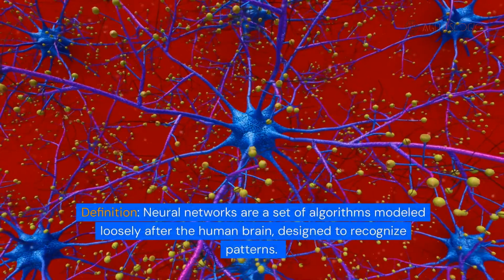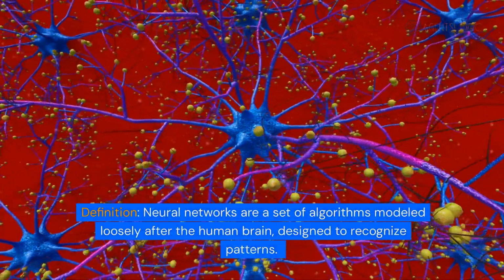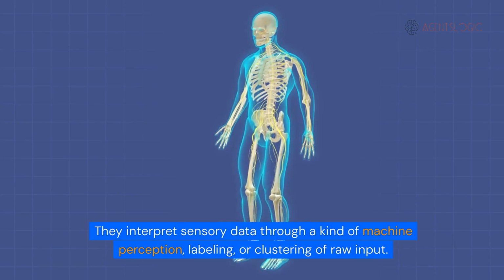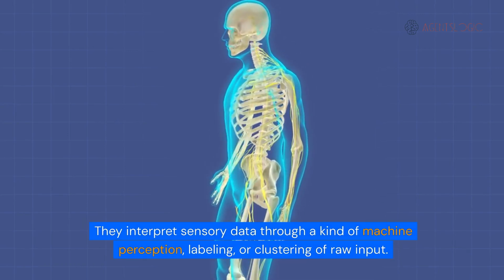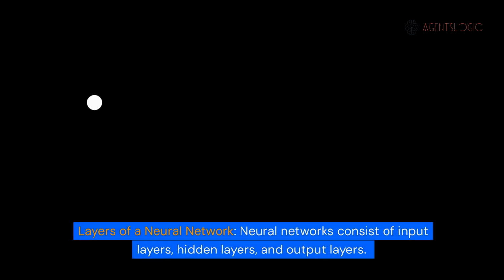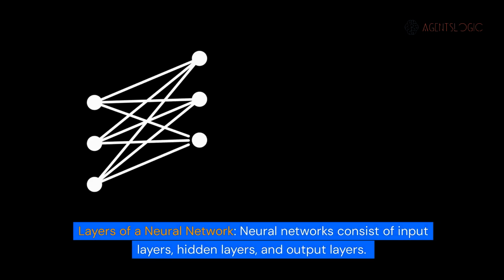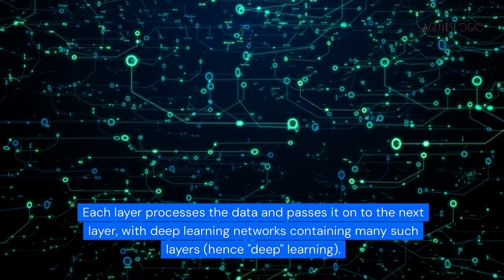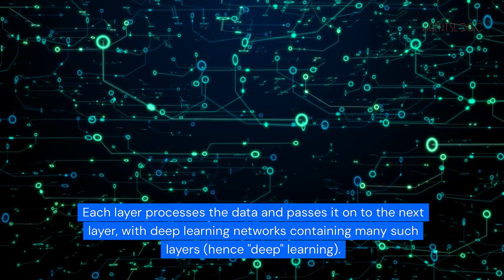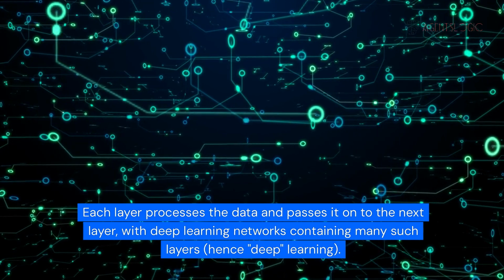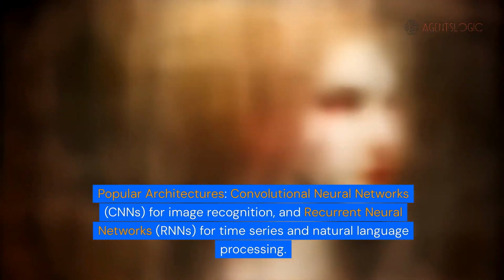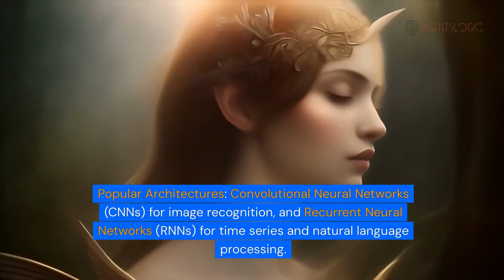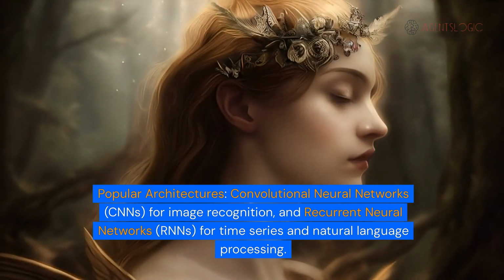Neural networks. Definition. Neural networks are a set of algorithms modeled loosely after the human brain, designed to recognize patterns. They interpret sensory data through a kind of machine perception, labeling or clustering of raw input. Layers of a neural network. Neural networks consist of input layers, hidden layers, and output layers. Each layer processes the data and passes it on to the next layer, with deep learning networks containing many such layers, hence deep learning. Popular architectures: convolutional neural networks, CNNs, for image recognition, and recurrent neural networks, RNNs, for time series and natural language processing.